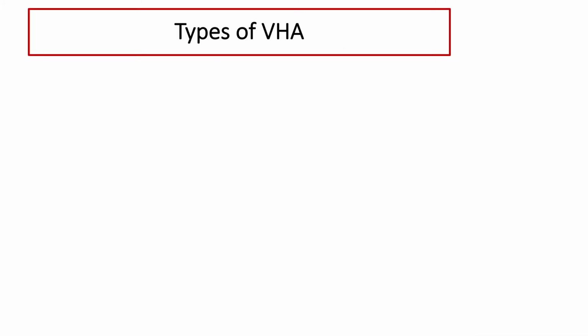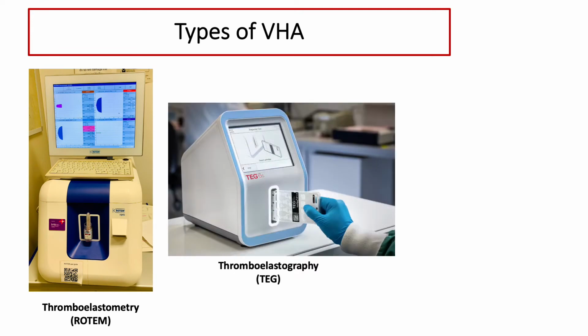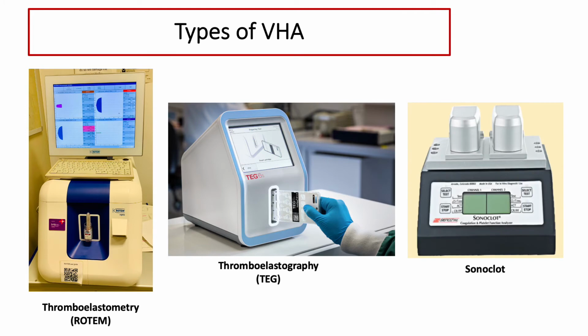There are 3 types of VHA. The first type is known as thromboelastometry or ROTEM. The second type is known as thromboelastography or TEG, and the third type is known as Sonoclot. Sonoclot is mainly used for research purposes.